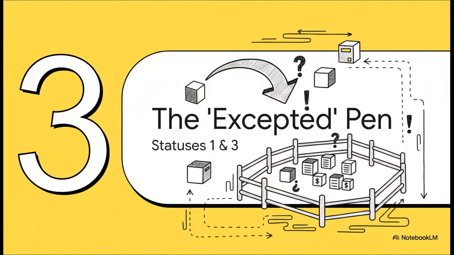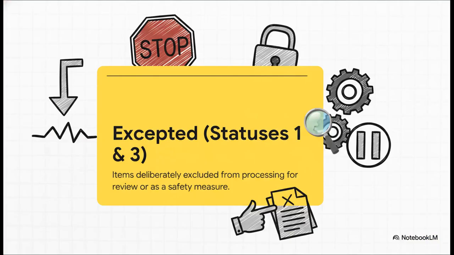But wait a minute, what happens if something looks a little off? What if an item, whether it's raw or already billable, needs to be pulled aside for inspection? Well, that's when our data takes a little detour into what you could call the holding pen. This is called the accepted status. And there are actually two types. Status 1 for items that were pulled from the raw pile, and status 3 for those pulled from the billable pile.